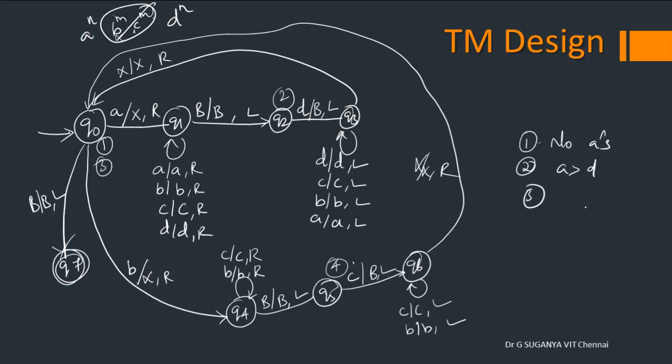Then 3 refers to the fact that no B's are there, and 4 refers to the fact that C's are greater than B's, in which case you have to enter into a dead state, else you can enter into a final state. Hope this is clear.